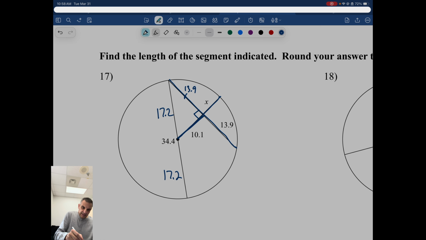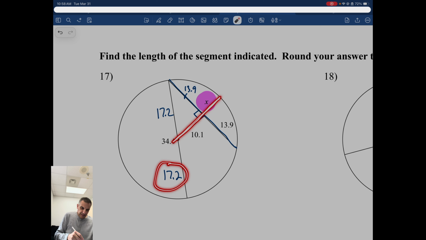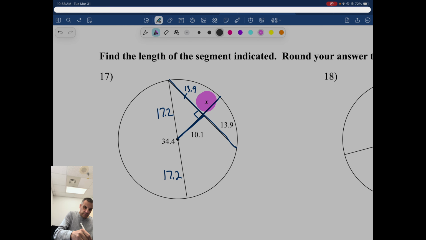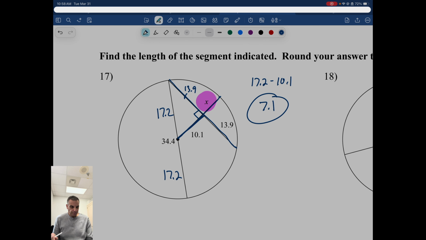I want to find this right here. I notice that my radius is right here, and my radius has to be 17.2. I already know 10.1 of it. If I take my pen and go my radius 17.2 minus 10.1, that should give me my solution, which is 7.1. Break them down. Take your time.